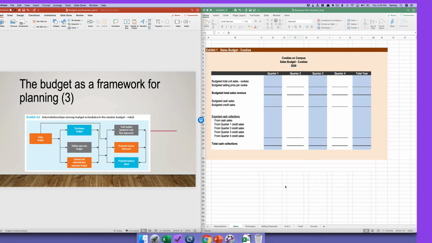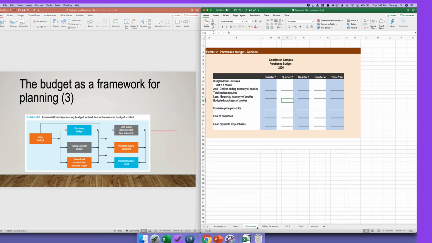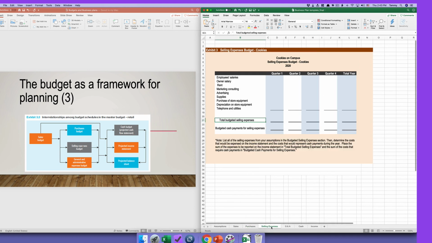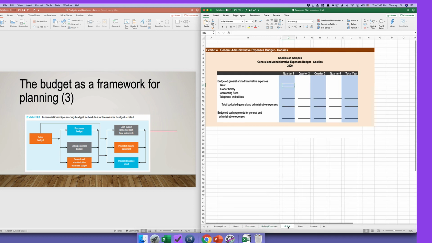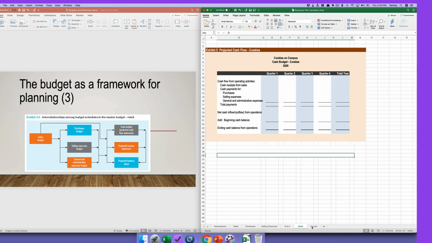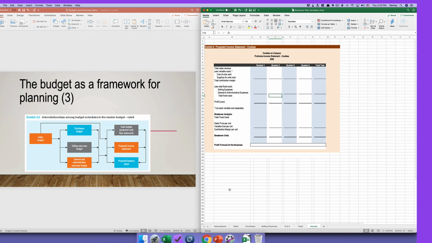And you can see over here, right, we have a sales budget, we have a purchases budget, we have a selling expenses budget, we have a general administrative budget in our spreadsheet, and then we have a cash budget and a pro forma income statement. So all of these sheets in the integrated spreadsheet that you have are all what we're talking about over here in the slide. Okay.